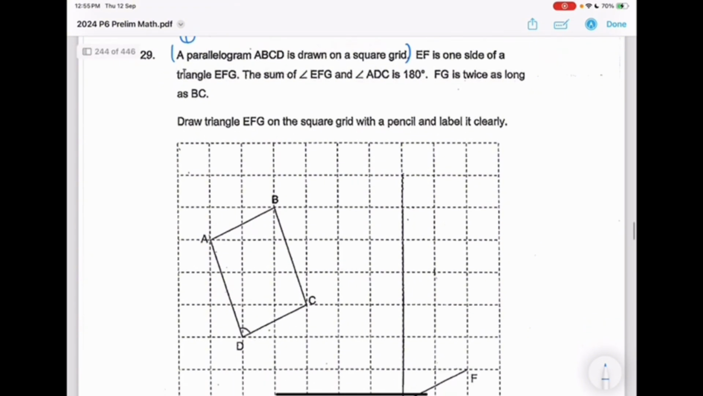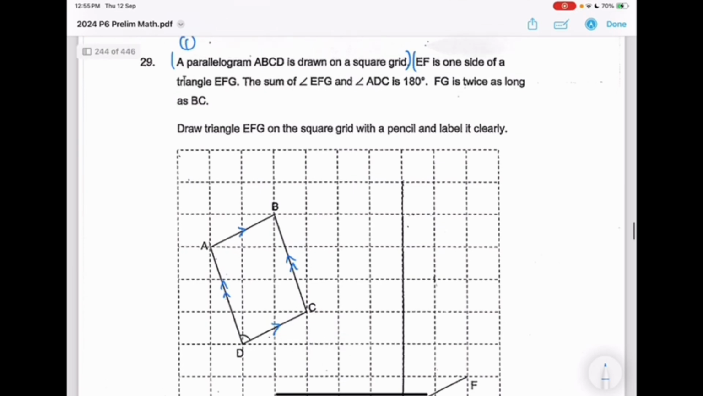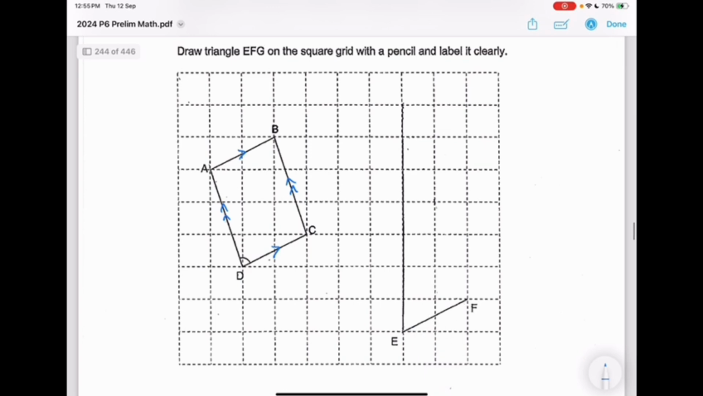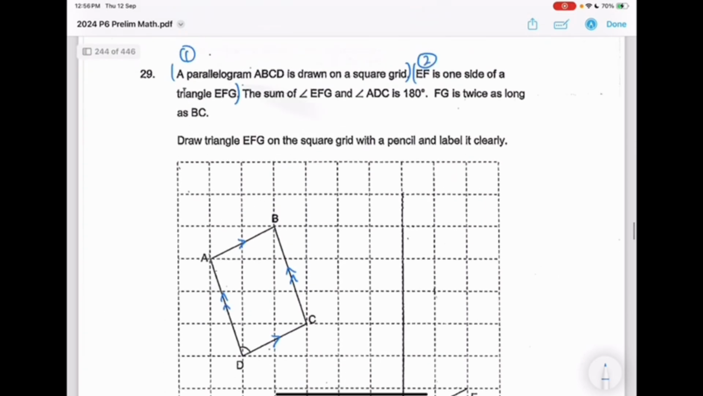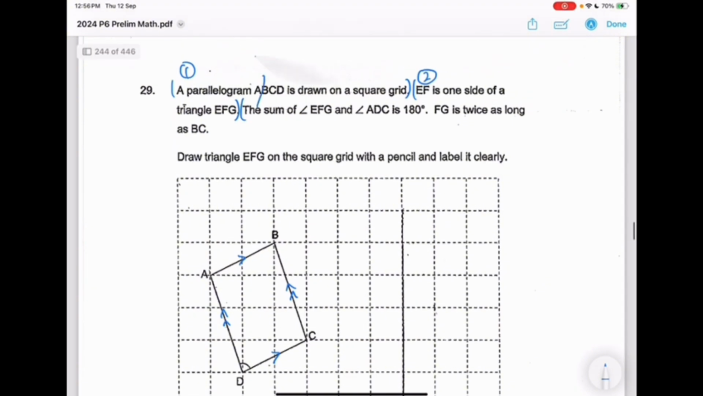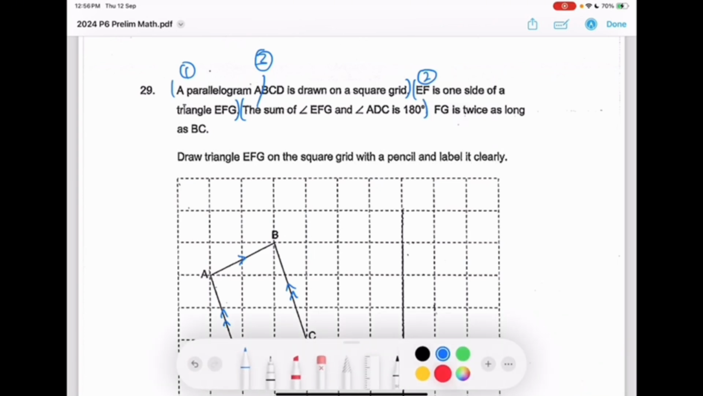So knowing that ABCD is a parallelogram, what I want to do is to label its parallel lines. Moving on to the next sentence, what I can see is that EF is one side of a triangle EFG. Alright, I have EF right over here, but what I'm missing is point G. Alright, let's look at sentence number 3. It says the sum of angle EFG and angle ADC is 180 degrees. Now, what can I do with this information?